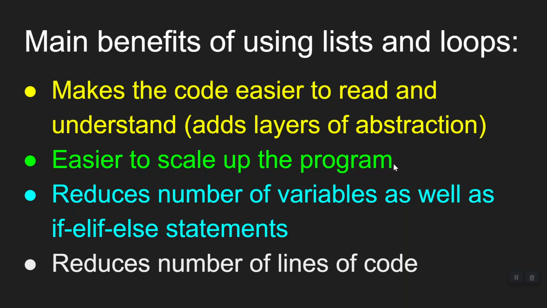It's easier to scale up the program. If you want to add more items to the list, that makes it a lot easier if you want to make the program a little more elaborate. It reduces the number of variables you have to create, and it also reduces the need for really long if-else statements. In general, lists and loops reduce the number of lines of code.